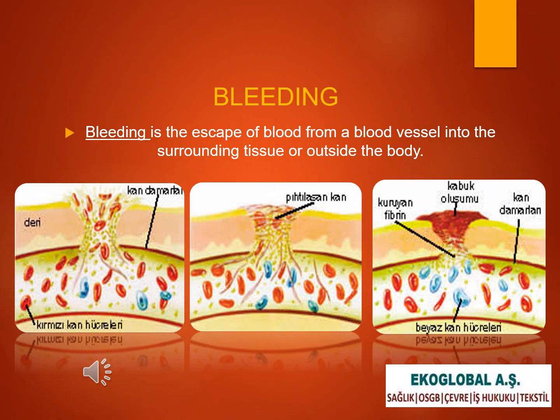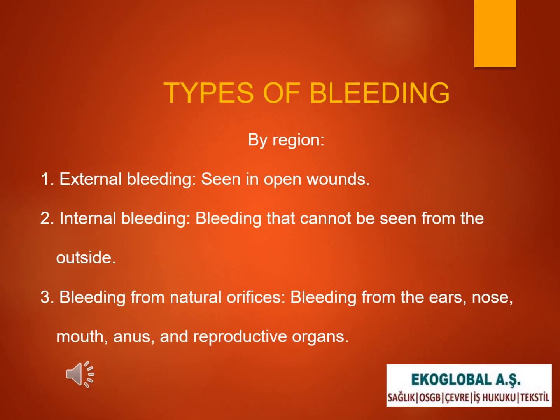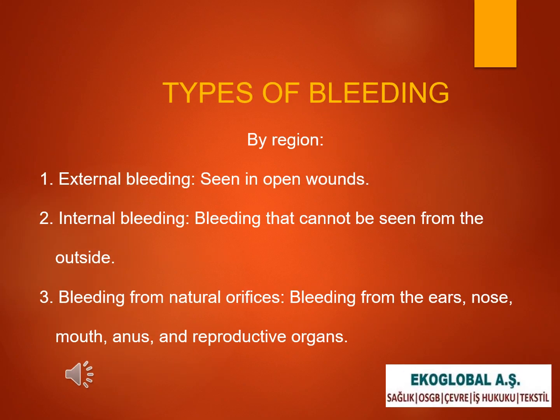Bleeding is blood escaping from a vessel into surrounding tissue or outside the body. External bleeding occurs in open wounds. Internal bleeding is not visible. Bleeding may also occur from natural orifices such as ears, nose, mouth, anus, and reproductive organs.